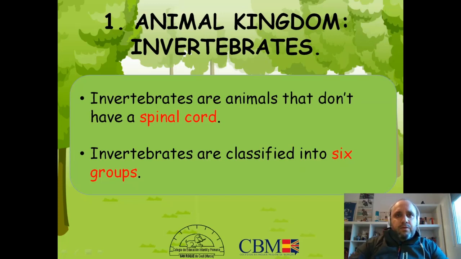So let's go now with the invertebrate animals. Invertebrates are animals that don't have a spinal cord, they don't have a spinal column, they don't have a backbone. So these are the invertebrate animals, and they are classified into 6 groups.